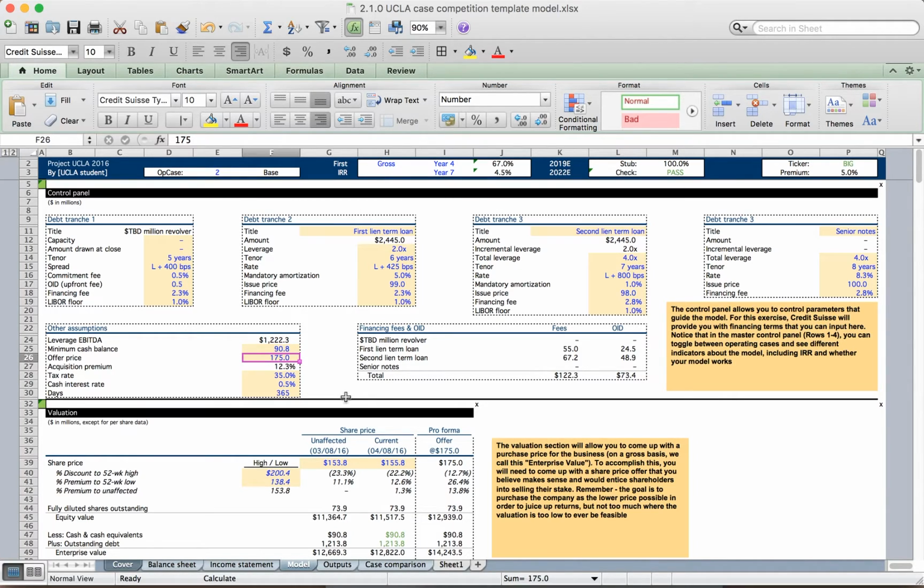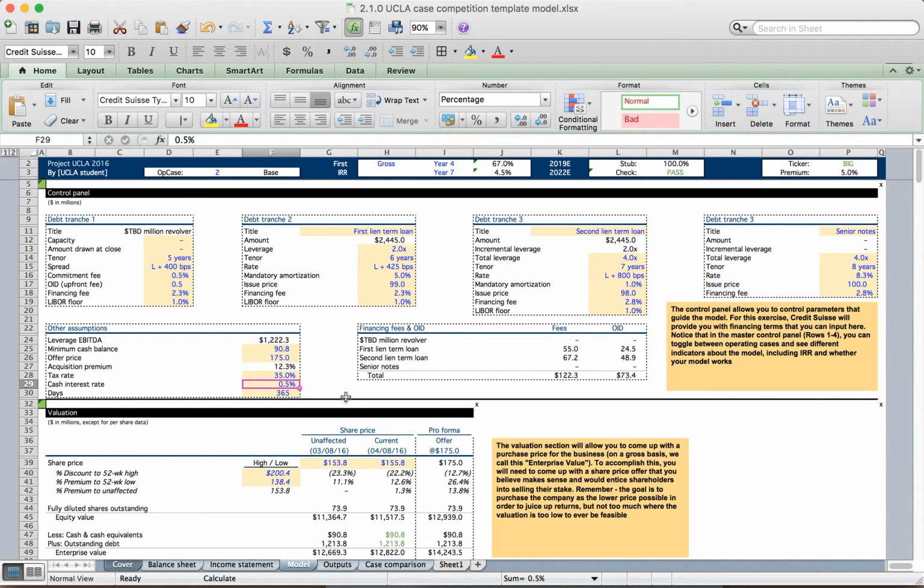Offer price, you're going to input that, and that's going to be based on the premium that you calculate. So here you have the premium that you have to their current share price. Tax rate 35%. Again, I'm pretty sure this is included in the assumptions, but that's a pretty typical corporate tax rate.